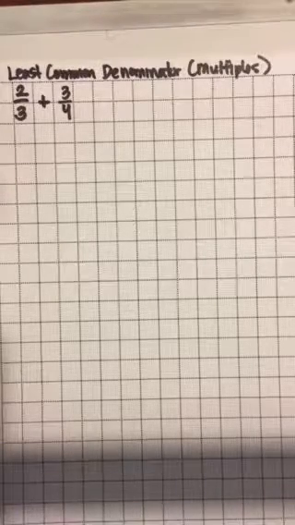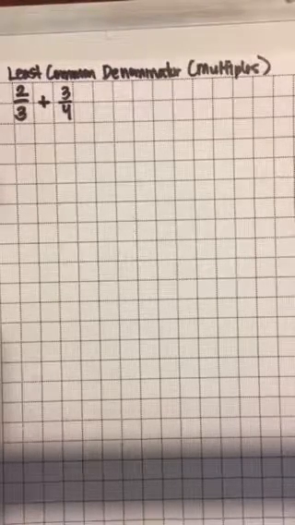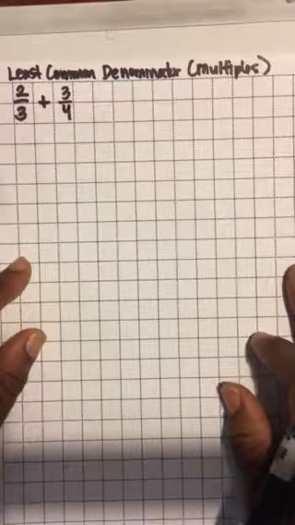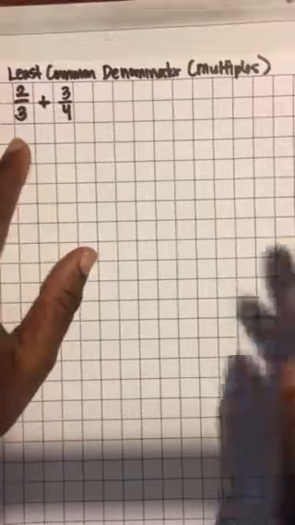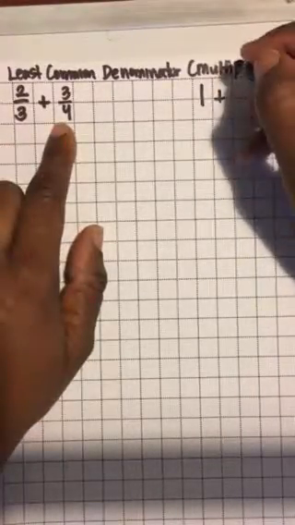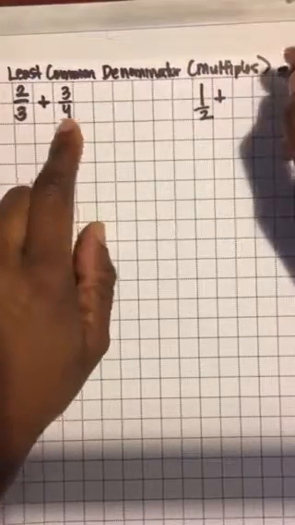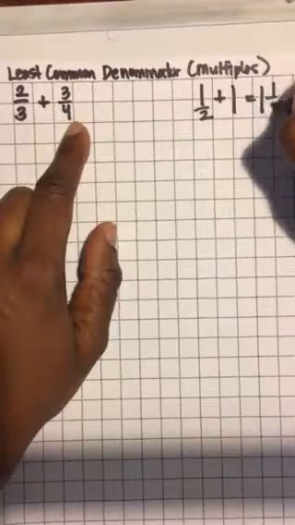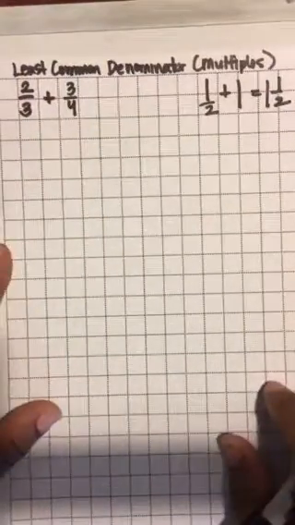Using the least common denominator or multiple to add fractions. The first thing I need to do is estimate so I know how large or small my sum is going to be. 2/3 is about 1/2, and 3/4 is about 1. 1/2 plus 1 is 1.5. So my sum should be about 1.5.